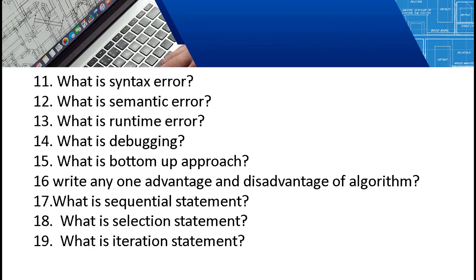What is a sequential statement? Statements which are executed one after another are called sequential statements. Then the next question is, what is selection statement? Selection statements are those statements which are executed based on a condition. If the condition is true, the statement will be executed. Otherwise, the statement will not be executed. Then the last question, what is iteration statement? Iteration statement means a statement which is executed again and again until the condition is satisfied. So these are the different programming constructs, that is sequential, selection and iteration. I have mentioned it in the previous question.